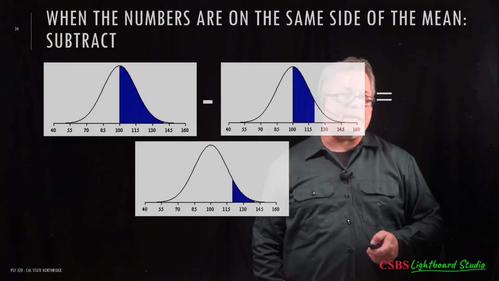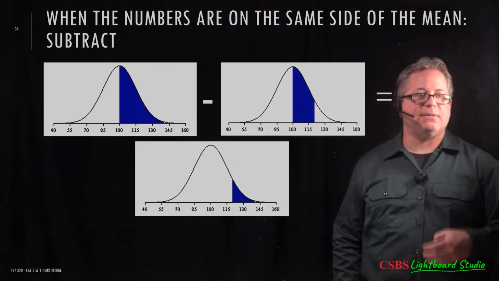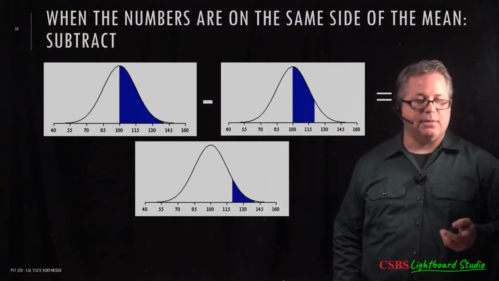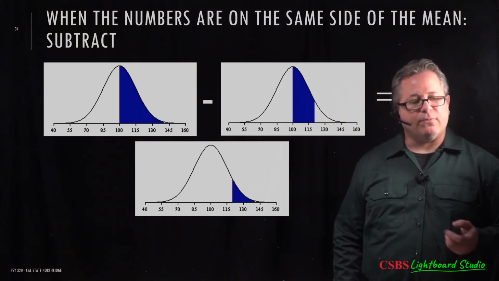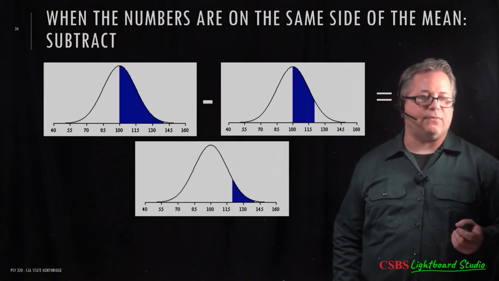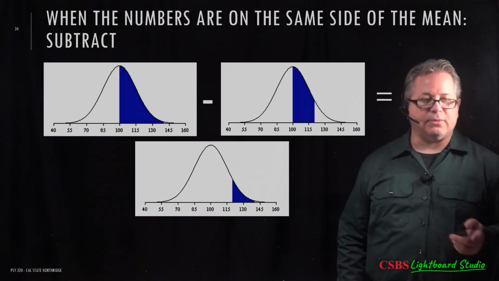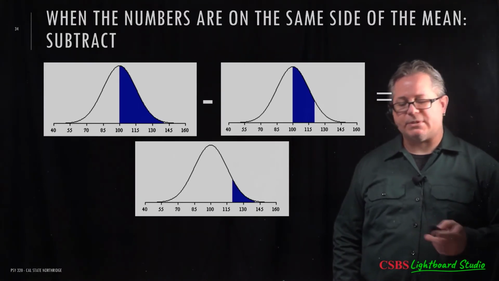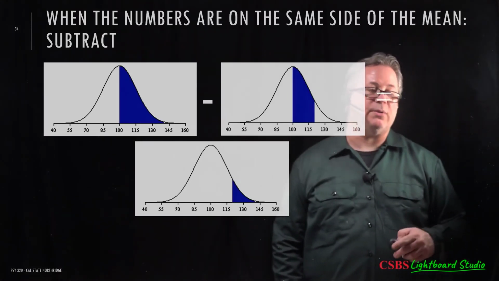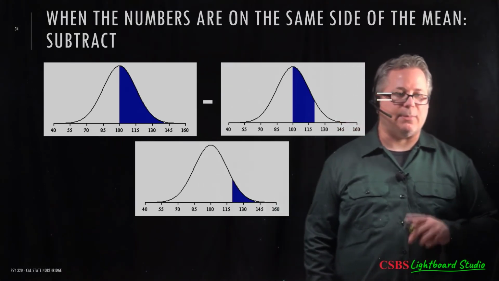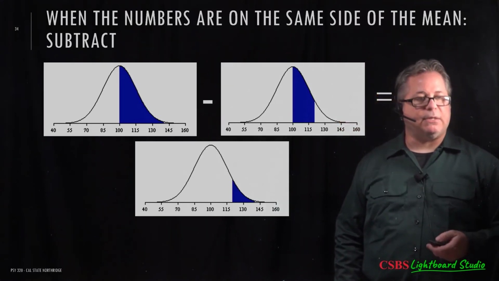Opposite side, add. Same side, subtract. So a way of remembering: if they're on the same side, you're going to find the areas to both and subtract them. If you're doing the areas for values on opposite sides of the mean, you're going to find their two areas and add them together. Opposites add, same side, subtract.